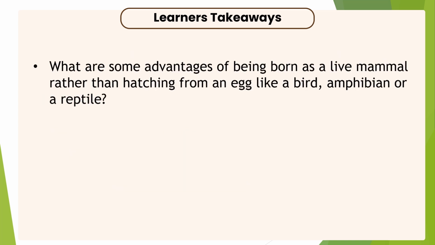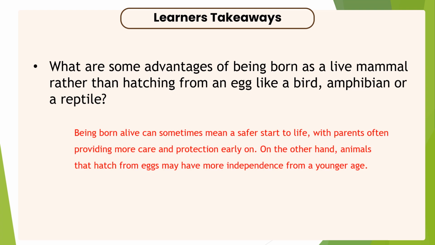What are some advantages of being born as a live mammal rather than hatching from an egg like a bird, amphibian, or a reptile? Being born alive can sometimes mean a safer start to life, with parents often providing more care and protection early on. On the other hand, animals that hatch from eggs may have more independence from a younger age.